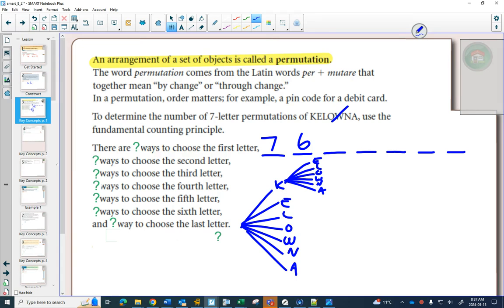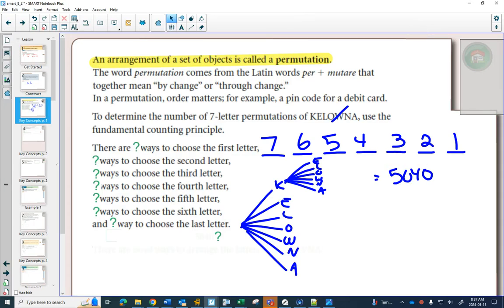You used up a second letter. How many letters are left? 5. Now how many? Then 4. Then 3. Then 2. Then 1. 7 times 6 times 5 times 4 times 3 times 2 times 1. Multiply this all out. Mental math. 5,040. All right? It is. Okay.